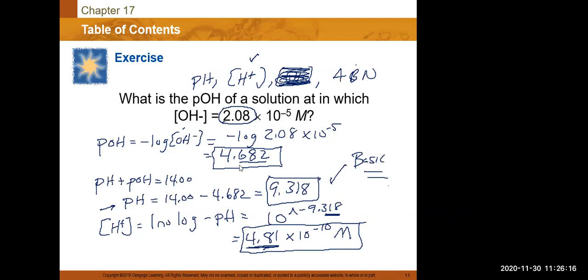All right, so you can see there's, again, multiple ways you could solve these problems depending on the information given to you. And again, you just want to maybe choose whichever way is easiest or whichever way you're comfortable punching into your calculator. Again, you could use KW as well if that helps. You could use KW to get the H plus concentration, then go into the pH equation. So there's multiple routes that you could go through as you're going through these guys. Any questions on that?